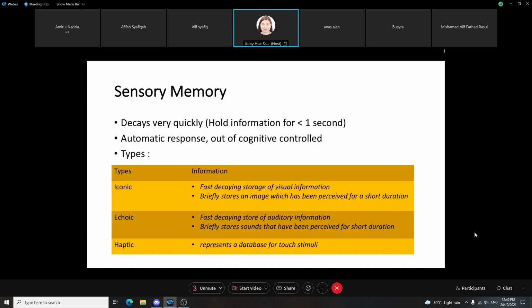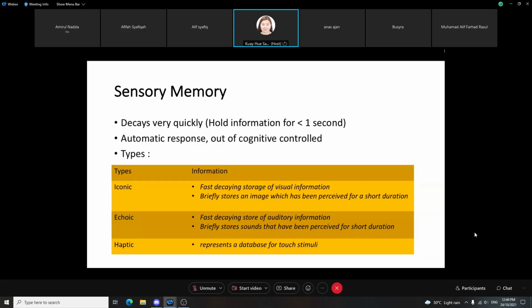It is an automatic response, out of cognitive control, basically. We don't control them in our brain, such as how long it stays and all that. I'm going to talk about that after we talk about short-term memory. So their types are, as I said, iconic, whatever that you see. It's fast decaying storage of visual information, briefly storing an image which has been perceived for a short duration of time. You see it in a glance, and then you have to remember them, for instance.